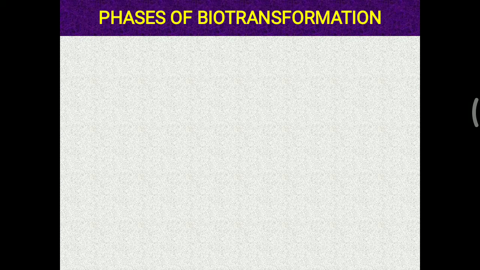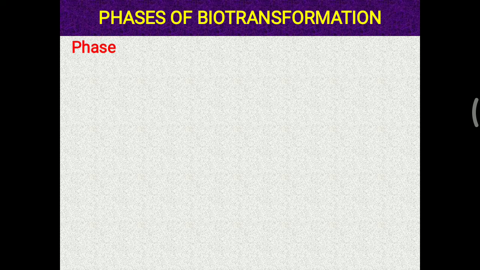Today's topic is about different phases of biotransformation. We have seen that biotransformation is an important chemical reaction occurring inside the body for mostly all the xenobiotics, whatever strange molecules are entering the body. This biotransformation occurs in different phases, called phase 1, phase 2 and phase 3. The most important are phase 1 and phase 2.